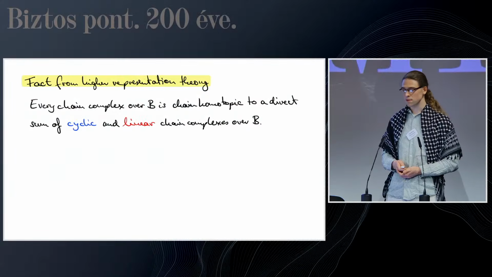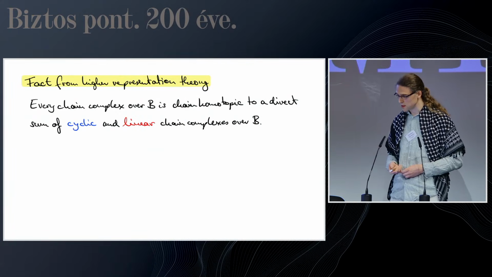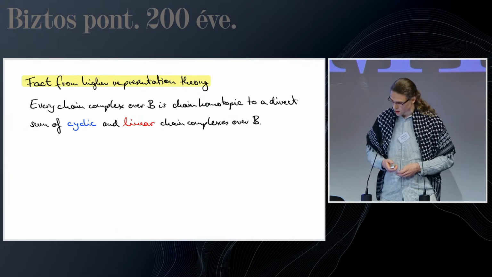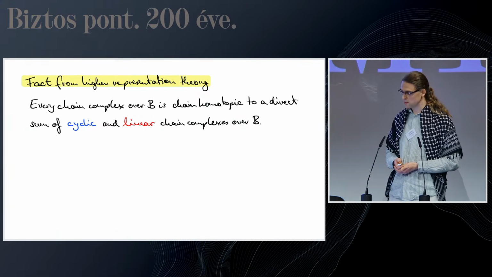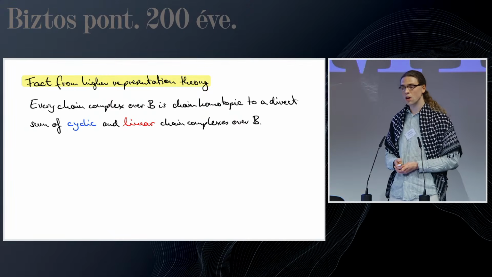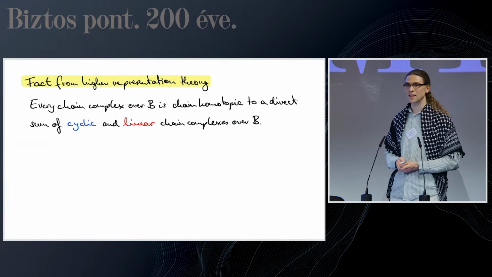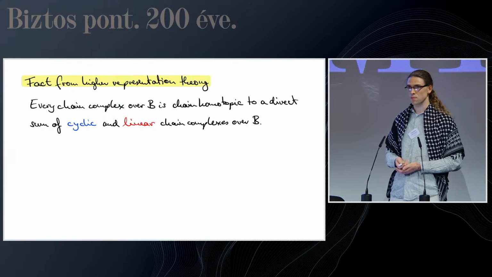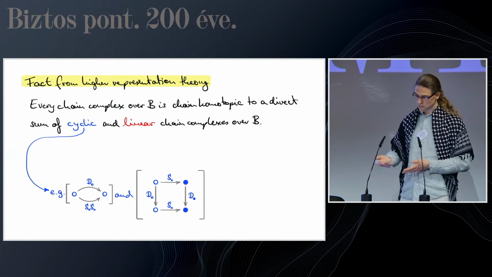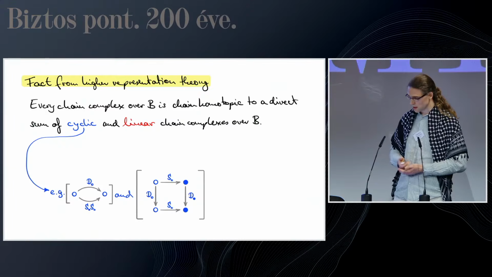maybe true enough, since I haven't defined any of the terms. So every chain complex over this Bar-Natan algebra is chain homotopic to a direct sum of cyclic and linear chain complexes over B. What do I mean by that? Well, I won't define this, but I just illustrate this by example.